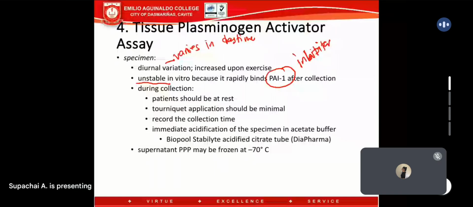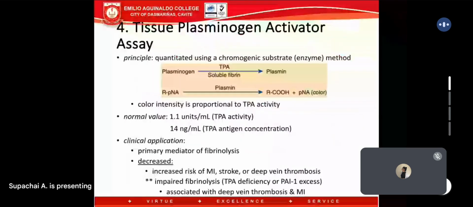So during collection, you should instruct the patient before you collect blood. Patient should be at rest. Do not apply the tourniquet for so long. Record the collection time and apply immediate acidification of the specimen in acetate buffer. So you can use the so-called Biopool Stabilyte acidified citrate tube, which is produced by Diapharma. So in this particular phase, you'll be able to produce a supernatant platelet poor plasma. You can store up to negative 70 degrees centigrade.